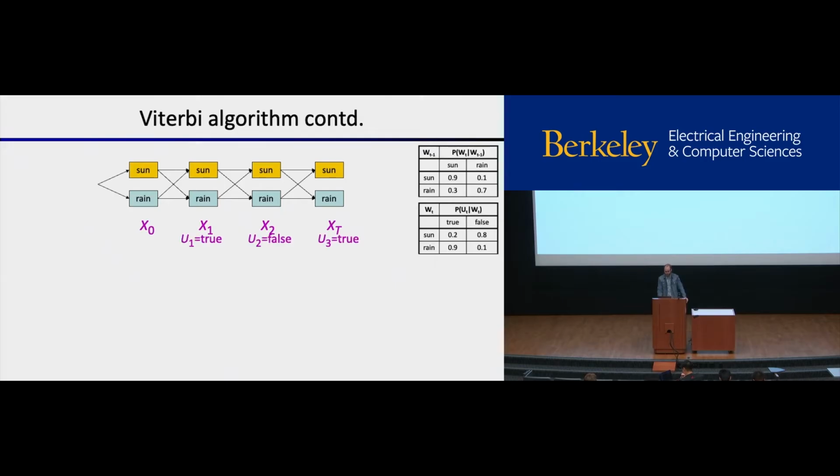Here's an example. We have our favorite simple weather HMM. And now let's say that these are the evidence variables we've observed. There was an umbrella here, no umbrella there, yes umbrella there. Here are our probabilities. Well, they're products of probabilities.